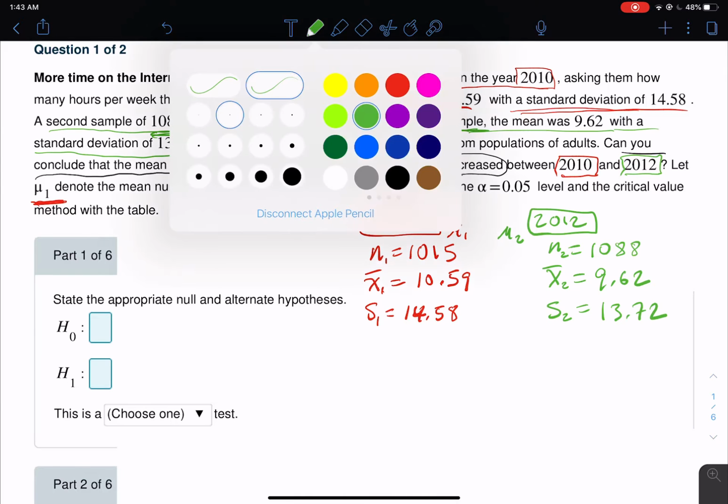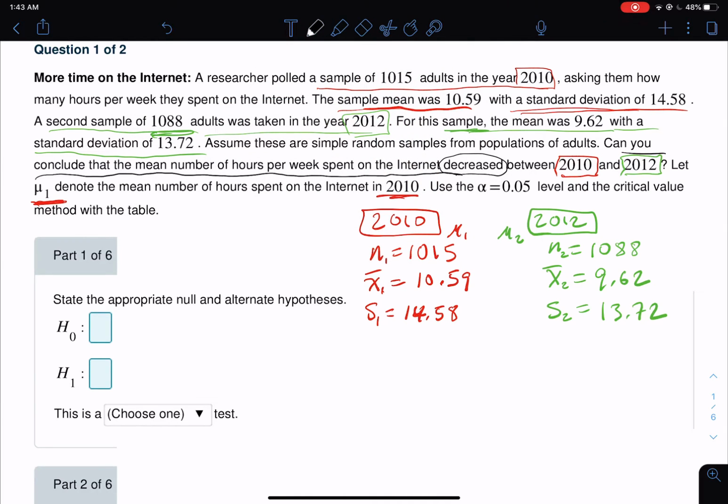And another thing that's a little tricky, more tricky on this particular wording than others, I think, but it says the hours per week spent on the internet decreased. So we're trying to conclude this. We're trying to use this in our alternate hypothesis that the internet use decreased between 2010 and 2012. Well, if it decreased, that means that in 2010 it was larger, just to kind of get our ideas flowing. And then it decreased, so this must be smaller, right?